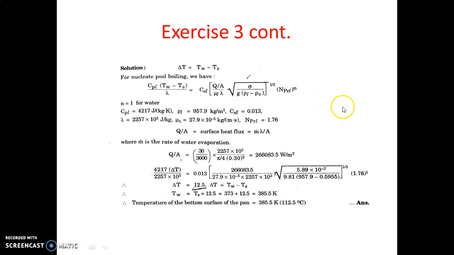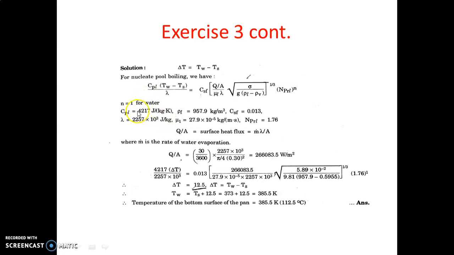Let us assume that TW minus TS is delta T. Instead of this parameter we can write delta T here. We will first calculate delta T, and after that, by putting the value of the saturation temperature, we can calculate the TW value. So first we assume that this value is delta T.